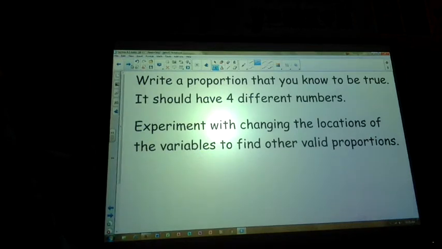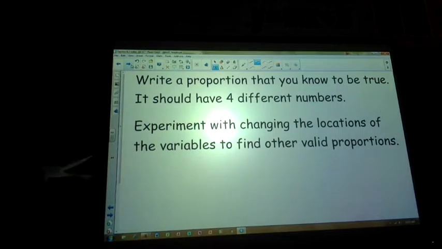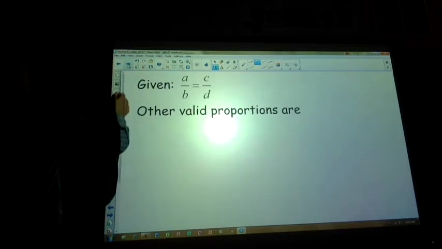So, where'd it go? Did I skip a page? It gave me a different page, right? Proportion true. Okay, we did that. Let's not worry about that.